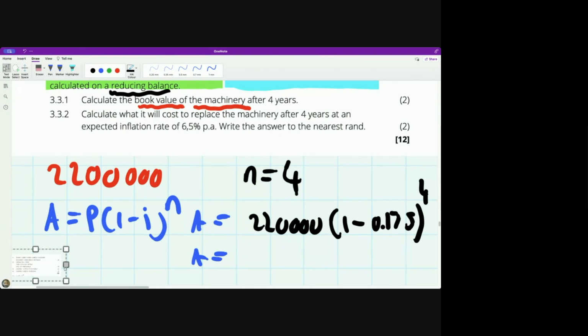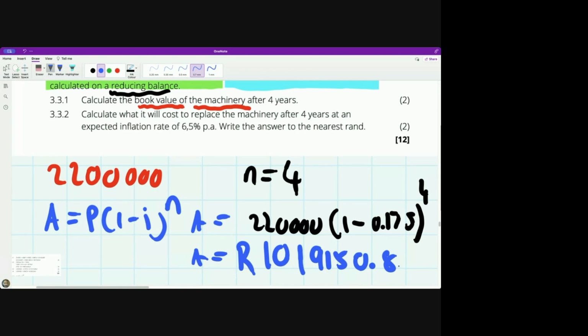Okay. What are we getting? So we've got 2,200,000 times 1 minus 0.175 to the power of 4, and I'm getting 1,019,150.86, I'll round off.